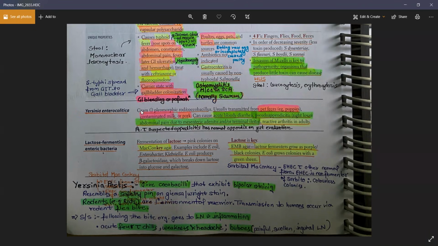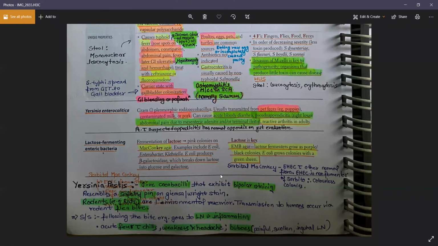We have discussed that it's a gram-negative rod, and how you can get this disease by either contaminated milk or pork, or might be pets like puppies. Okay, there's one more disease with the Yersinia, and that is Yersinia pestis, which is a gram-negative coccobacillus.